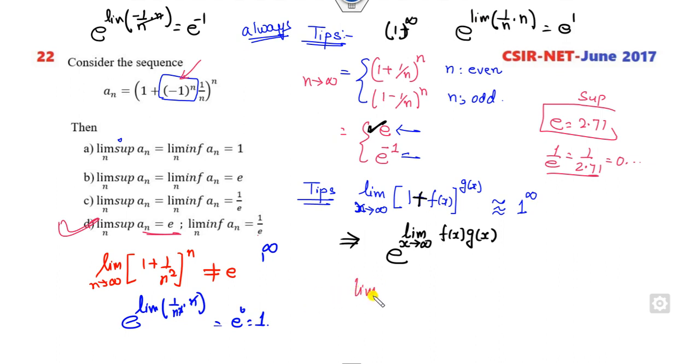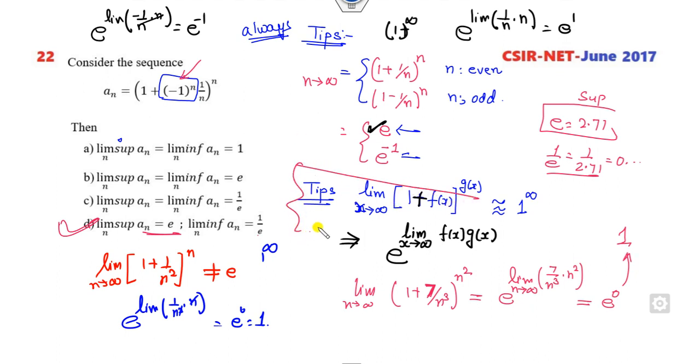If I ask you to find the limit as n approaches infinity of (1 plus 7 by n cube) raised to n square. Again you can see 1 plus 0 is a 1 raised to power infinity. So the answer is e raised to power f is 7 over n cube into n square. So what is the limit as n approaches infinity? 7 by n goes to 0, answer is 1. So remember, this is the tip for you, you can easily remember in the future exam.